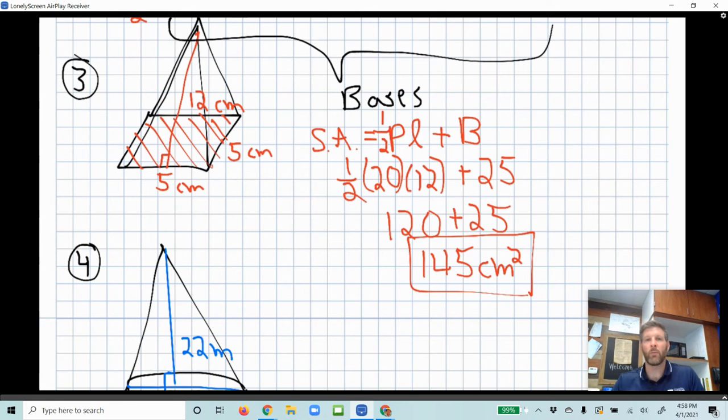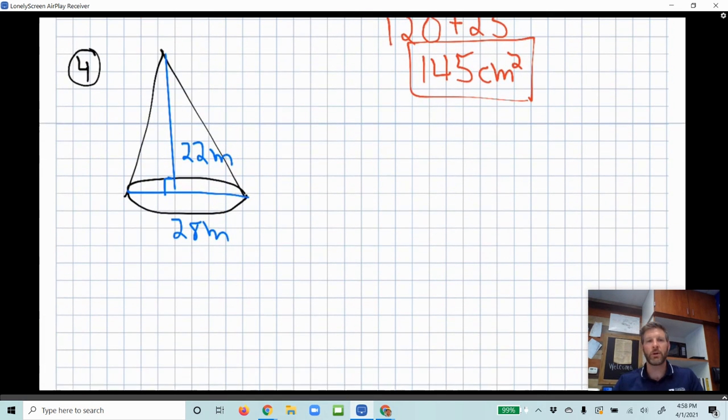Okay, so don't forget that 1/2 perimeter slant height plus the base. Okay, just do one more shape. Well, we practice this for the first time. Let's try it with a cone with a diameter of 28 meters and a height, not a slant height, but a height, or I could have said an altitude, of 22 meters. So let's take a look at this.